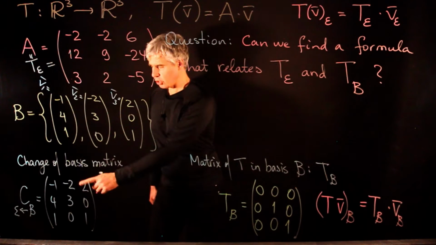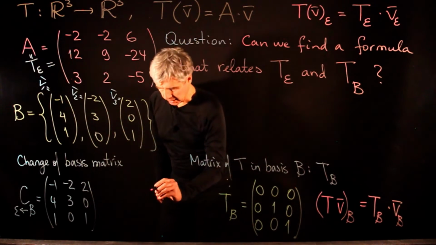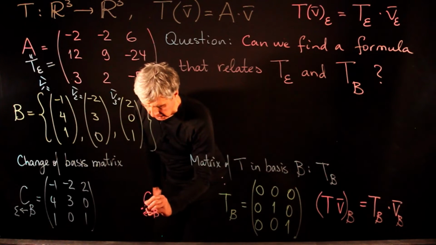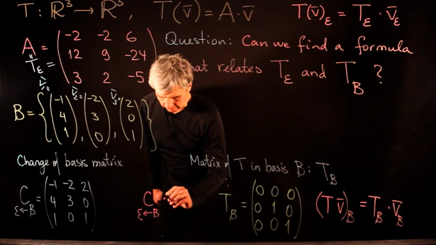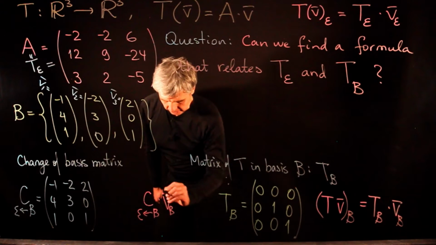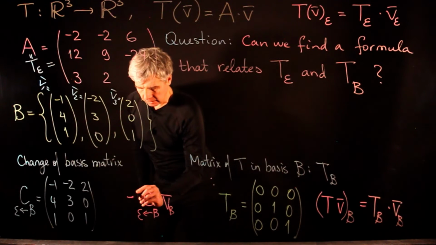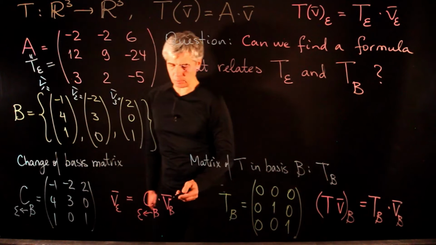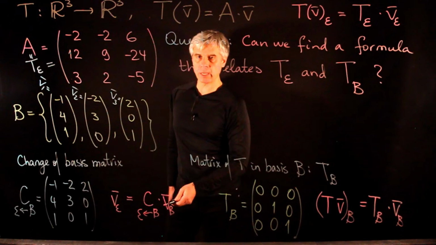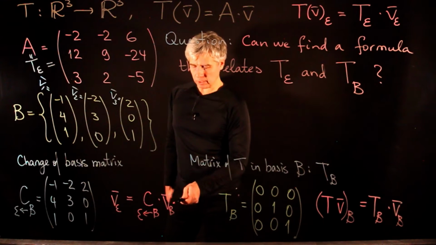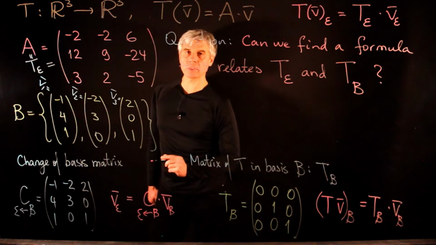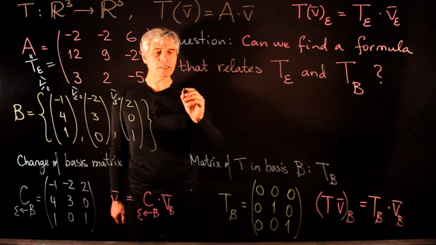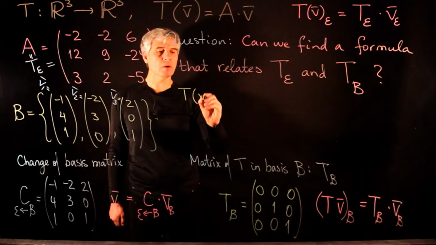Now, what does the change of basis matrix do to us? If we take the change of basis matrix B to E and multiply by the B coordinates of any vector, then the result will be the E coordinates of the same vector. So this means that this change of basis matrix recalculates B coordinates of a vector into standard coordinates of the same vector.